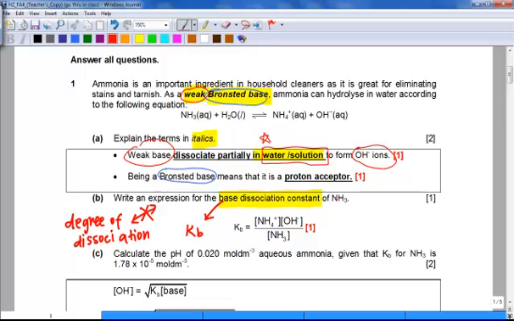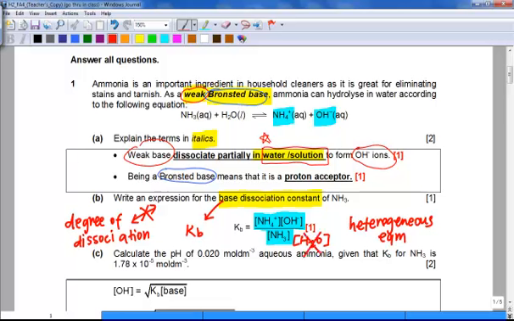So for NH3, when you do dissociation, you will get NH4 plus and OH minus. Kb is product over reactant, so you should have the concentration of NH4 plus times the concentration of OH minus, divided by the NH3 concentration. Take note that here we do not write H2O below, because this is a heterogeneous equilibrium. We leave out the concentration of pure liquid and pure solid. So H2O, we leave it out.